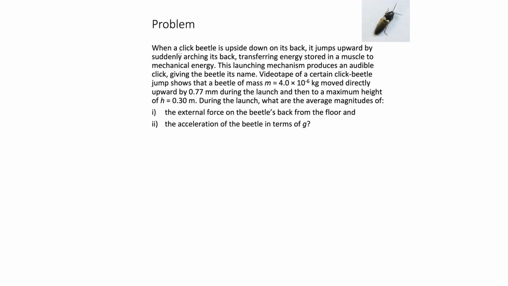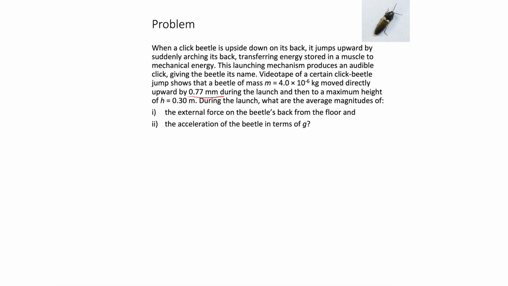Okay, so in this problem, we have a click beetle that's upside down on its back, and it jumps upwards by suddenly arching its back, transferring energy stored in muscles to mechanical energy. So we're converting potential energy in the muscles into mechanical energy. This launch mechanism produces an audible click, giving the beetle its name. So video tape of a certain click beetle shows that the beetle with a mass of 4.0 times 10 to the minus 6 kilogram moves directly upwards by 0.3 millimeters during launch.